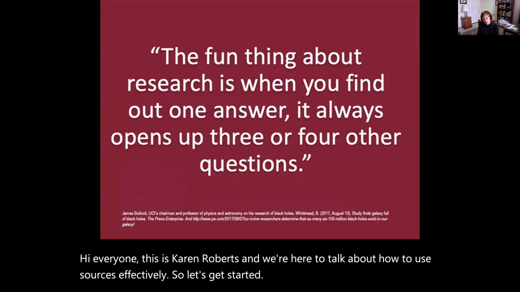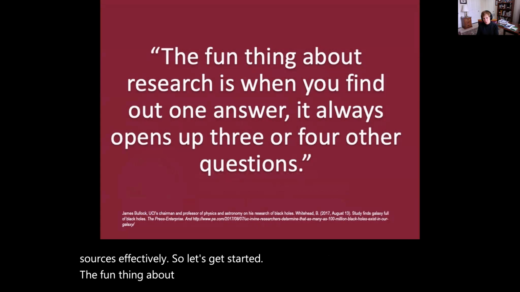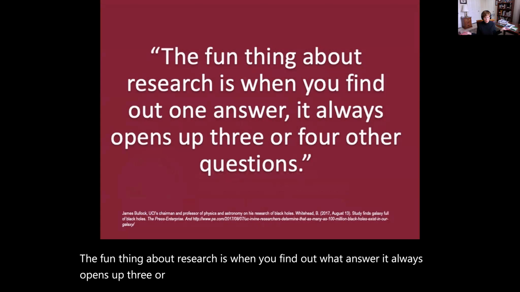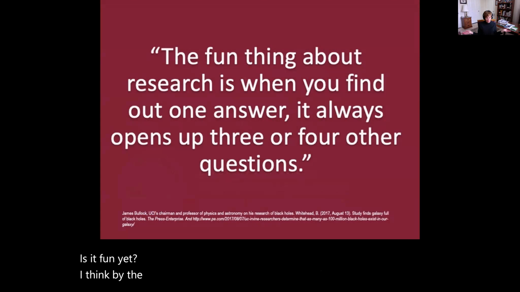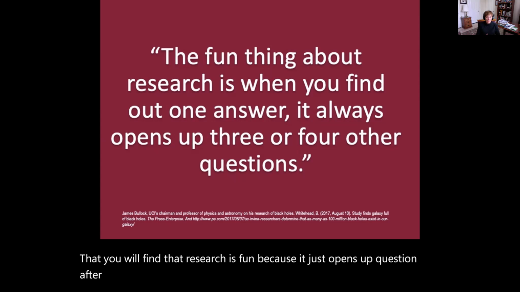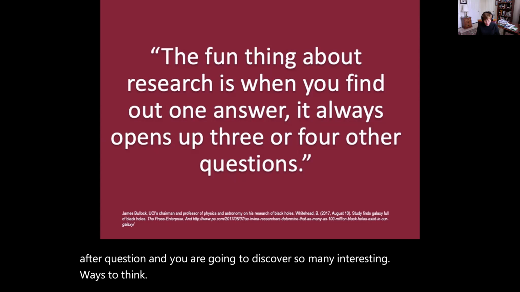The fun thing about research is when you find out one answer, it always opens up 3 or 4 other questions. Have you found that to be true? Is it fun yet? I think by the end of this course, I hope that you will find that research is fun because it just opens up question after question, and you are going to discover so many interesting ways to think. So let's get started.